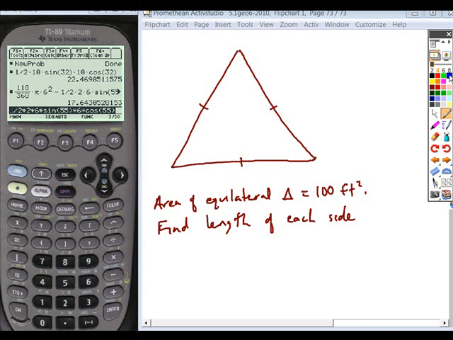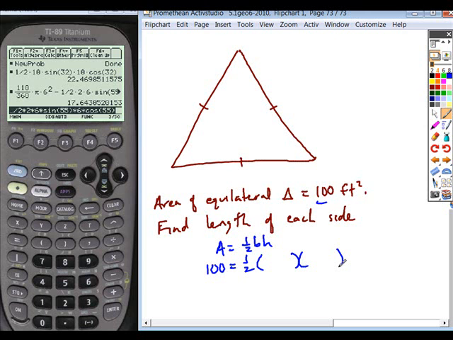All right, again, as you begin this, I suggest that you start with your area formula. So we're dealing with a triangle. Area is equal to 1/2 base times height. And the only piece of information we know is the area. So let's plug that in. We get 100 is equal to 1/2 base times height, which we don't know.